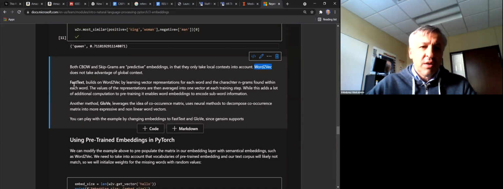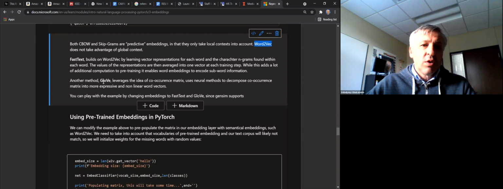There is a different representation called fastText, which builds on the word-to-vec representation by learning vector representations for each word and then the character n-grams found within each word. The values of these representations are then averaged into essentially one vector at each training step. While this adds a lot of additional computation, because we have to do a lot of pre-processing and pre-training, it actually enables word embeddings to encode sub-word information.